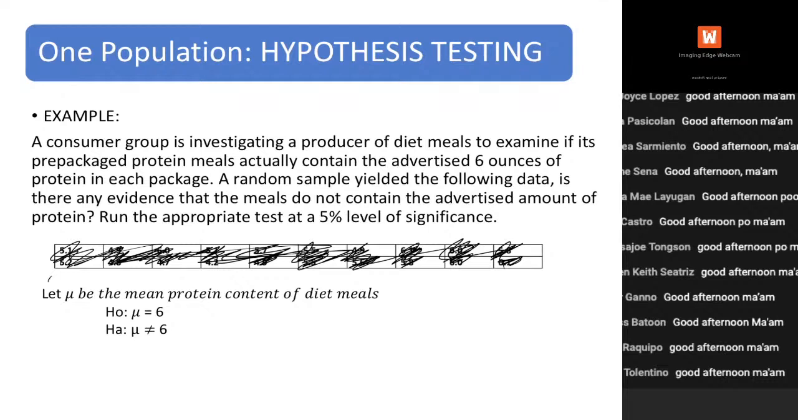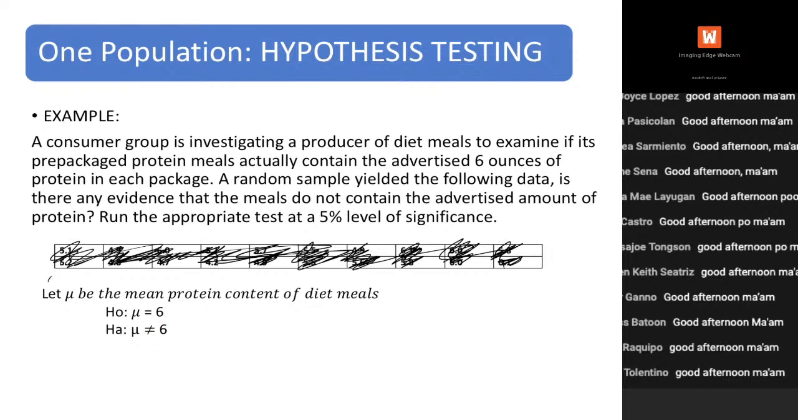So step number one, stating your mu and your H0 and the alternative hypothesis. But first of all, let's identify the parameter. What is the parameter in this particular problem? Mean ito. Mean protein content of diet meals. So your H0 and HA would be as follows. H0: mu is equal to 6, and HA: mu is not equal to 6. Wala namang na-mention in the problem stating that the random sample has a greater or less protein content, kaya not equal to. Okay, mu not equal to 6.